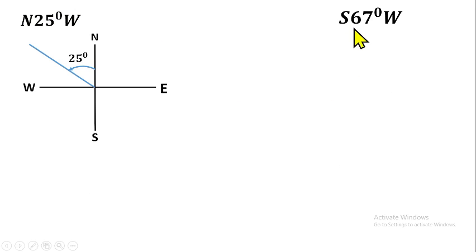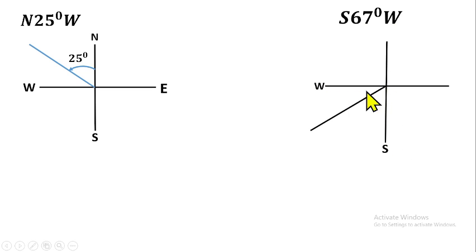Also, let's see another one. We have 67 degrees southwest as well. So I will draw my cardinal point. You can see I did not label all the cardinal points here, so it doesn't matter. So far I know my south is here, I know my west is here. So I'm moving 67 degrees southwest. So this is south and this is west.